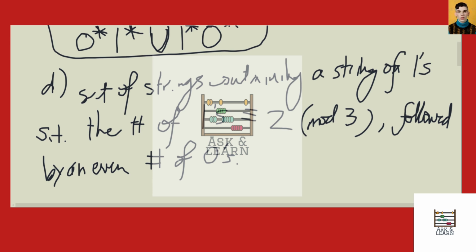So we have the set of strings containing a string of ones such that the number of ones is equal to 2 mod 3, which implies we have at least 2 ones, followed by a string with 0 or more ones such that the number of ones is equal to 0 mod 3, which is going to be a string which is 0 or more triples of ones. And so all strings with 0 or more triples of ones is 111 star.